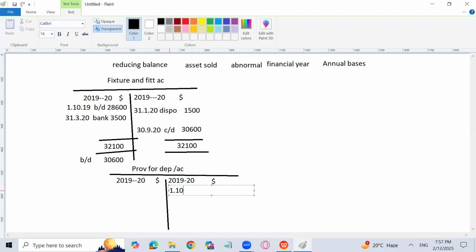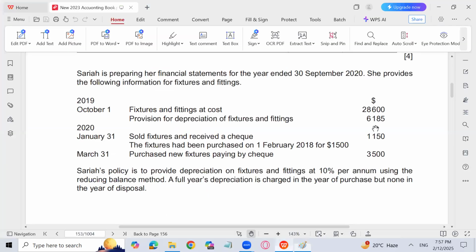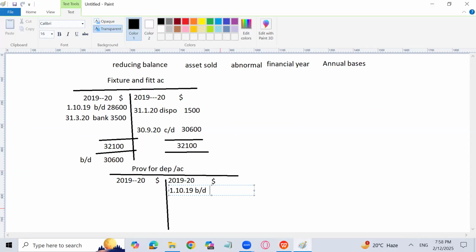1st October 2019. I will write the brought down on the credit side because we have the asset which cost us 28,600 has already been depreciated by how much in the previous years, that is 6,185. Depreciation is given already, 6,185. The cost is given and the depreciation, the brought down, is also given, 6,185. Now I will go for the calculation of the 31/3/20. At the end of the year, the asset is going to be depreciated.